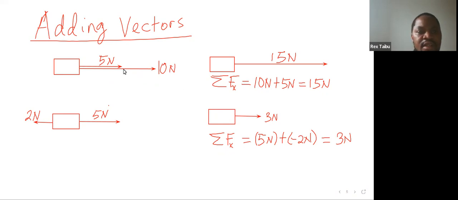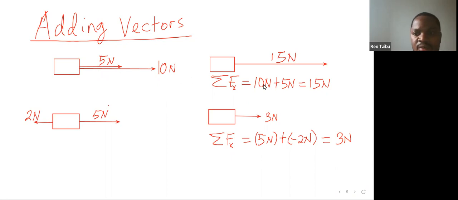For example, here, if I choose the right to be positive, then this will be plus 10 newtons. This one will be plus 5 newtons. So I choose right to be positive and left to be negative numbers. It is always important when you are adding vectors to choose which one is the right and which one is the left. Usually right is given as positive numbers and left negative numbers.